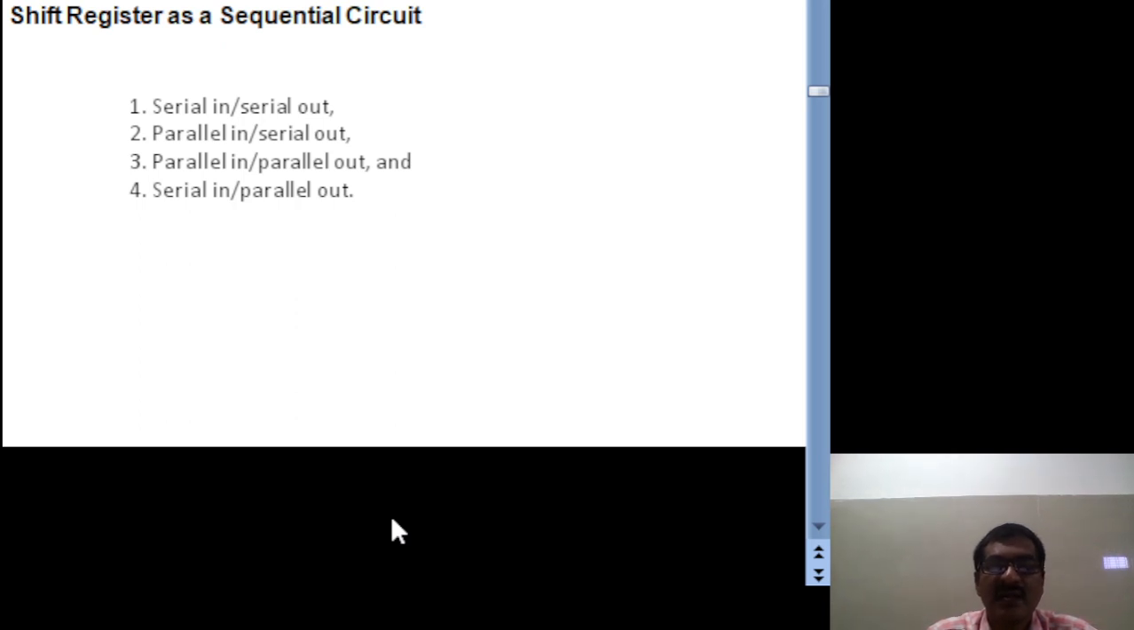Whereas in the case of parallel in, parallel out, only one clock pulse is enough to place all the bits into the register. Similarly, one clock pulse is enough to extract all the bits from the register. That is the parallel in, parallel out operation. Now let us see the structures of each and every one.